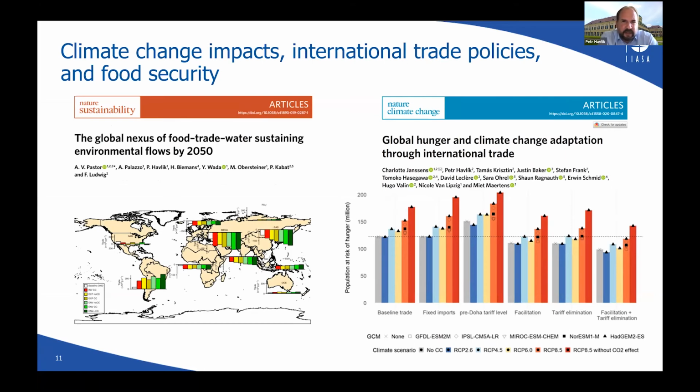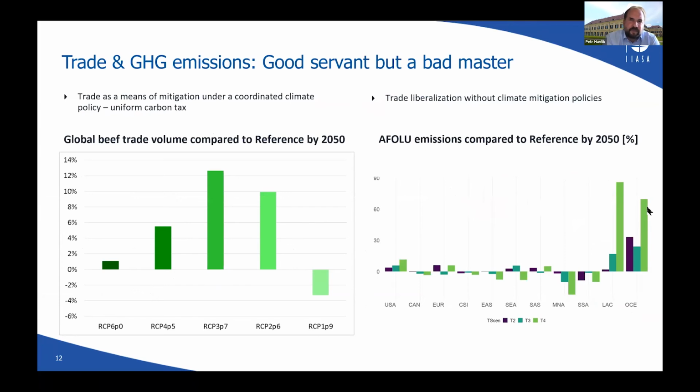And last but not least, we found that smart trade policies can also allow to cope with future climate change impacts, especially besides one climate change scenario where the effects on food security would be still higher than under the business as usual scenario. With sufficient facilitation and liberalization of the trade, we were able to achieve even better results in terms of food security than in a business as usual scenario without climate change.